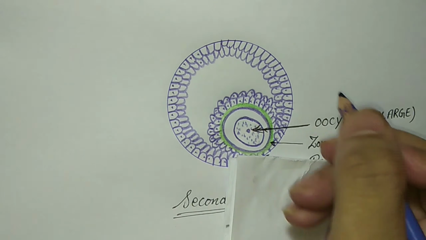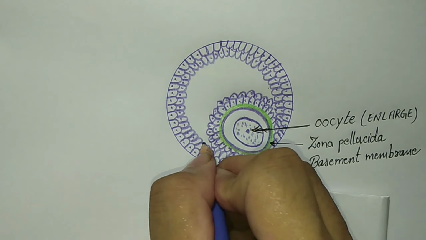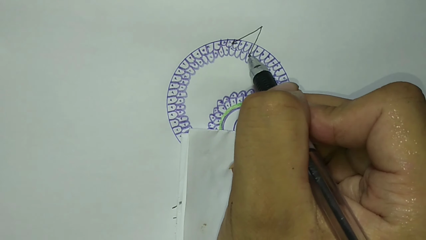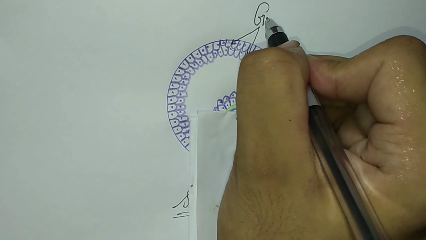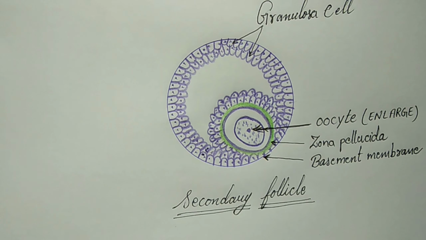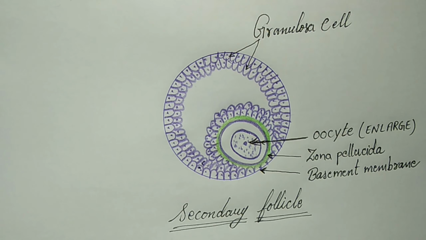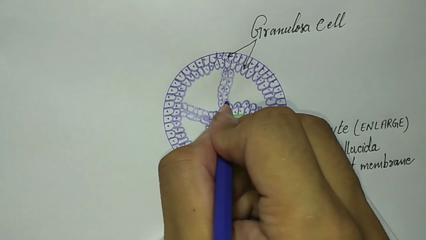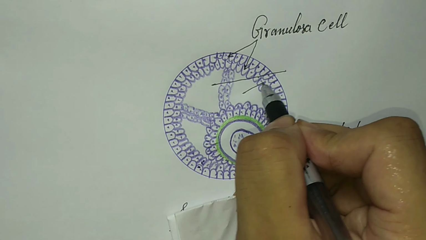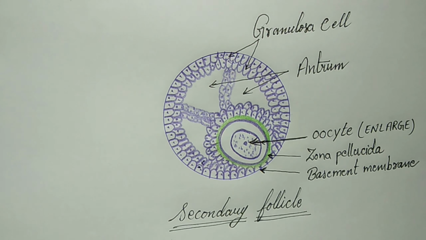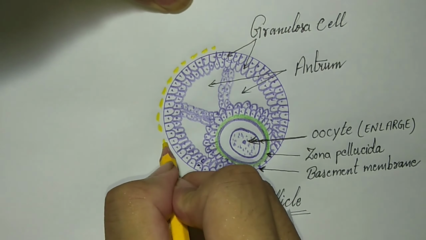This is the structure of granulosa cell layer. Granulosa cell. Irregular fluid-filled spaces appear among the follicular cells and join to form a concentric space or antrum filled with the liquor folliculi. This one is antrum. Here it is filled with the liquor folliculi.